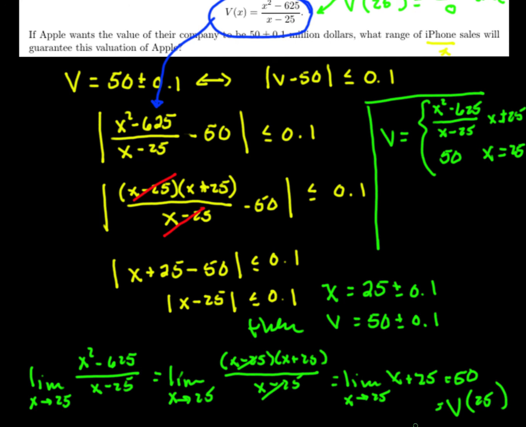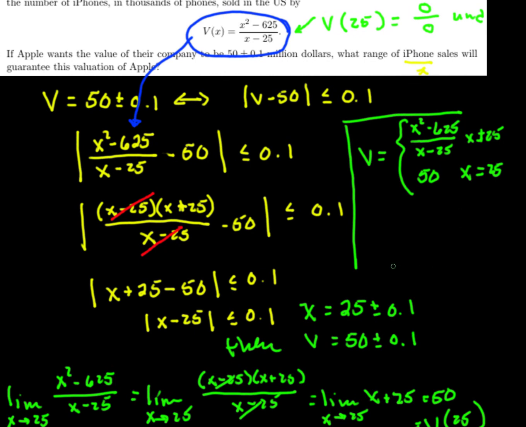So this would have given us a continuous function, and we would have exactly an evaluation of $50 million if 25,000 phones were sold. But we're told that we just want our evaluation to be within $100,000 of 50 million, right? 0.01 million is 100,000. And so as long as our sales of phones are 25,000 plus or minus 100 phones, then our valuation will be where we want it.